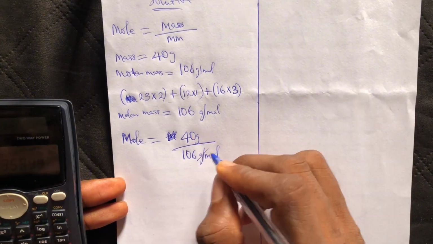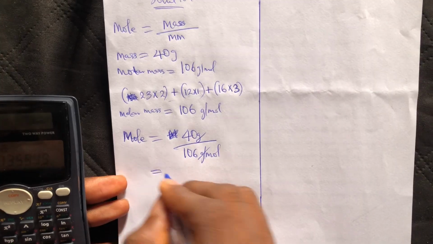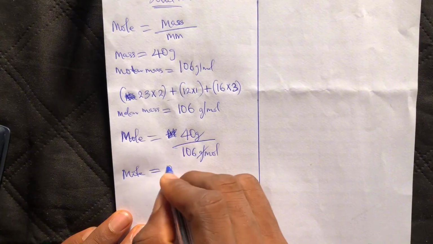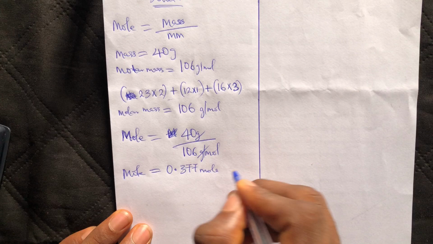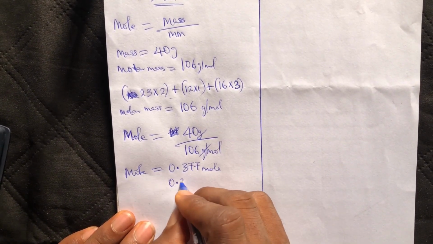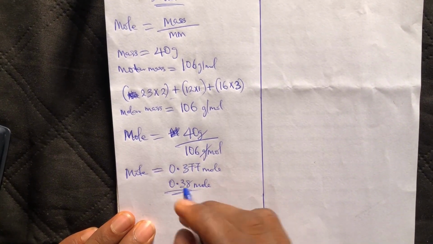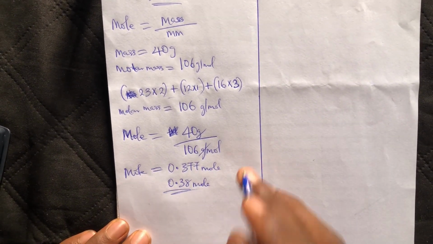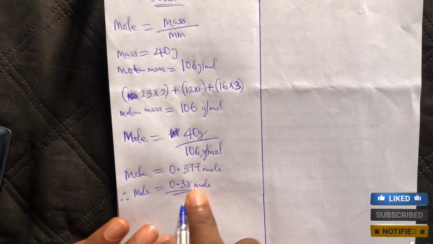So the grams will cancel out the gram because we are looking for mole. All right, so we'll have our mole to be 0.377 mole. Right, so approximately we are going to have 0.38 mole. So this becomes our answer. 0.38 mole becomes our answer for this particular question. All right, therefore our mole is 0.38.